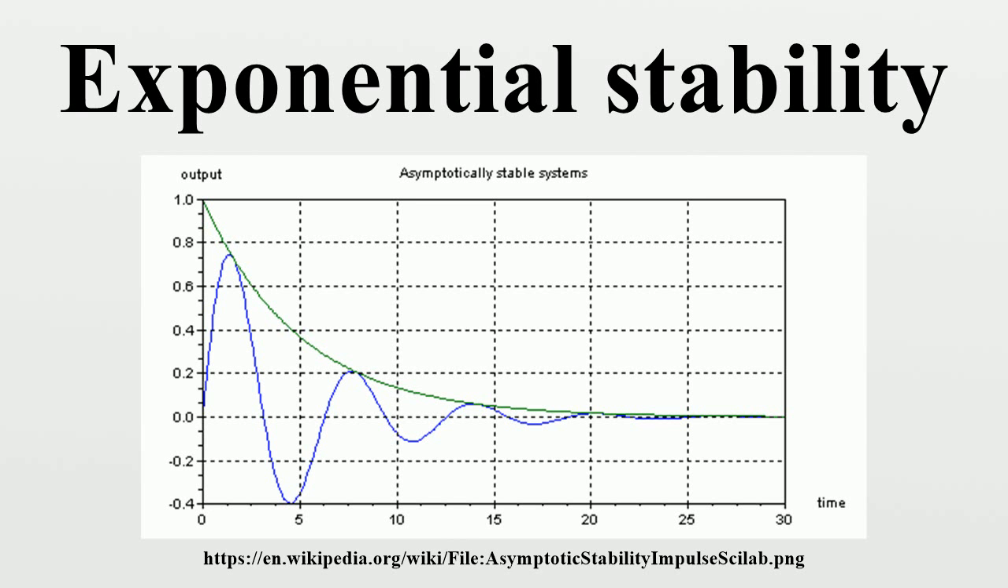Example: exponentially stable LTI systems. The graph on the right shows the impulse response of two similar systems. The green curve is the response of the system with impulse response, while the blue represents the system. Although one response is oscillatory, both return to the original value of 0 over time.